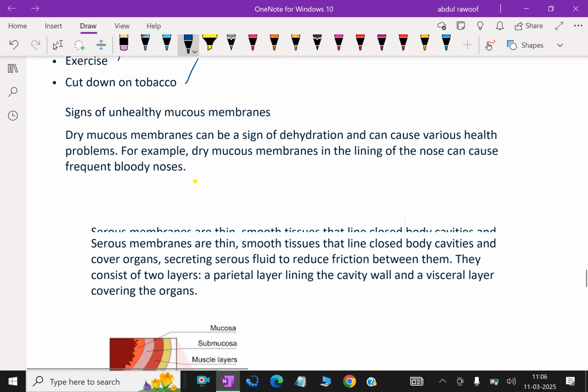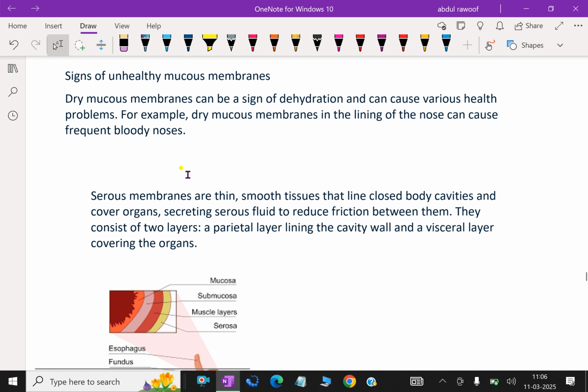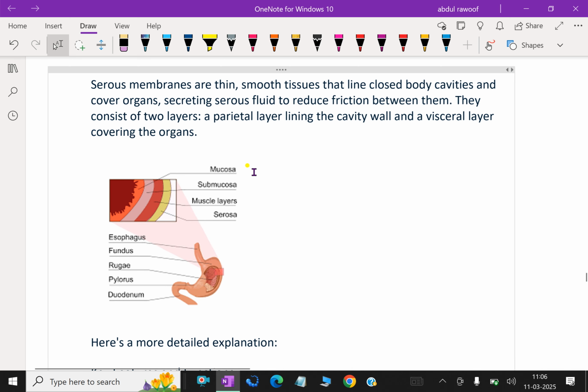Signs of unhealthy mucous membranes: dry mucous membranes can be a sign of dehydration and can cause various health problems. For example, dry mucous membranes in the lining of the nose can cause frequent bloody noses. Serous membranes are smooth tissues that line closed body cavities and cover organs, secreting serous fluids to reduce friction between them. They consist of two layers: a parietal layer lining the cavity wall and a visceral layer covering the organs.